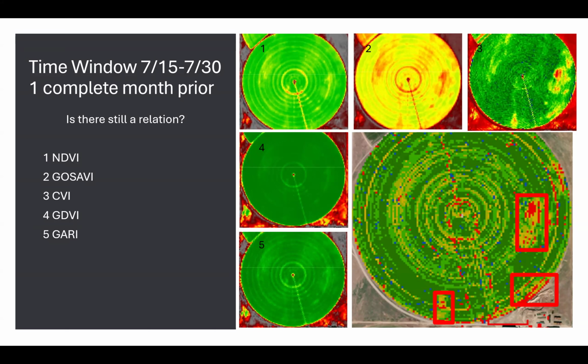But I can still see those patterns. I can still see some of those locations. This one matches fairly well here again with CVI. I can see all of those patches. I can see them a little bit now in the Go Savvy better.